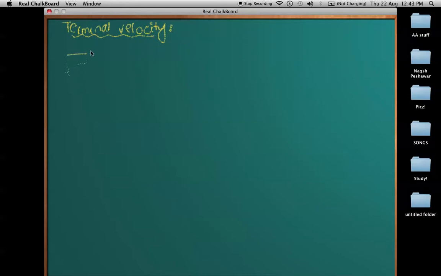Let's say this is the airplane, and this is the person who jumped off this airplane, and this is, let's say, about 1600 kilometers off from the ground. The height is 1600 kilometers, and he just jumped off the airplane. What happens to him initially? Let's just revise little things here.